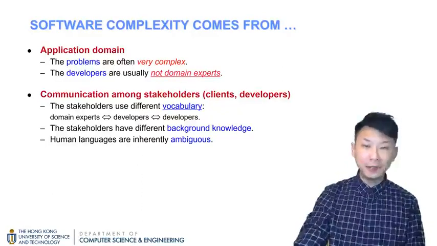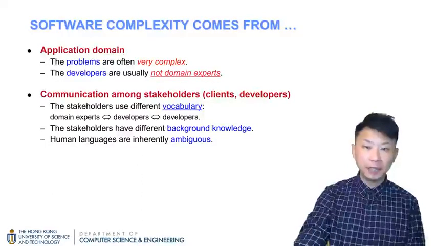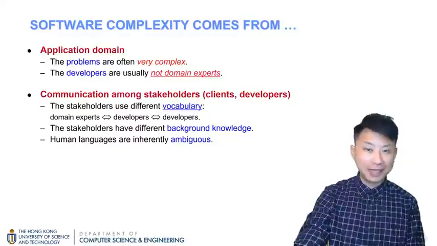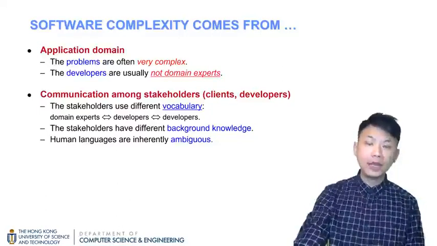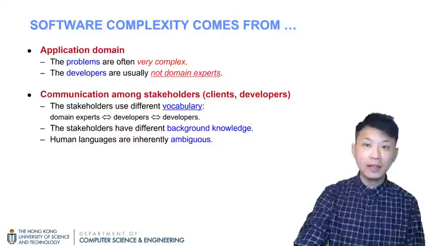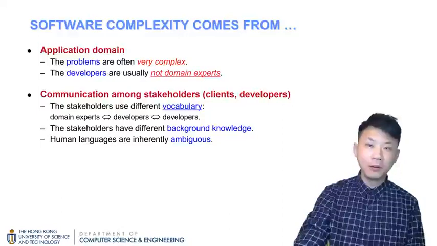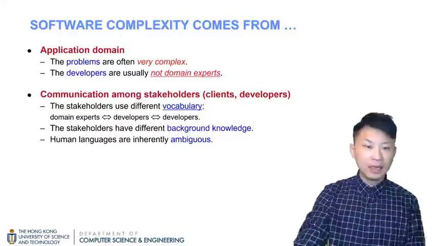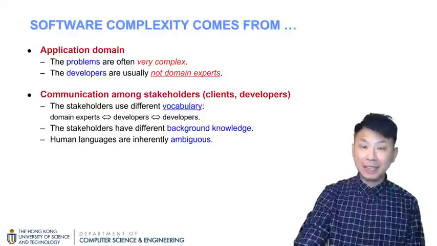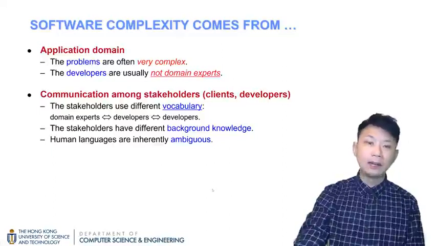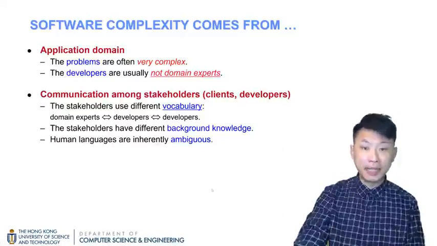So software complexity may also come from communication among stakeholders, just because different stakeholders may be using different vocabulary when they communicate. For example, your client may come to you and ask you to build a system to store numbers. Then you may have to clarify with your client whether they want to store integers, real numbers or floating point numbers. And the stakeholders may have different background knowledge. And sometimes human languages are inherently ambiguous. So that's why the complexity may come from communication itself.